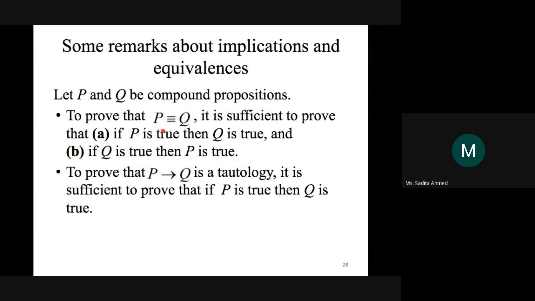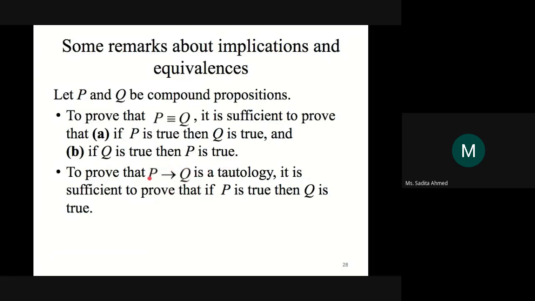As simple as that. Now, in order to prove that P implies Q is a tautology, what do we mean by that? First of all, P implies Q is a tautology. That is, the truth value of this statement, P implies Q, is true. That's all it means. P implies Q is a tautology means that the truth value of P implies Q is true.